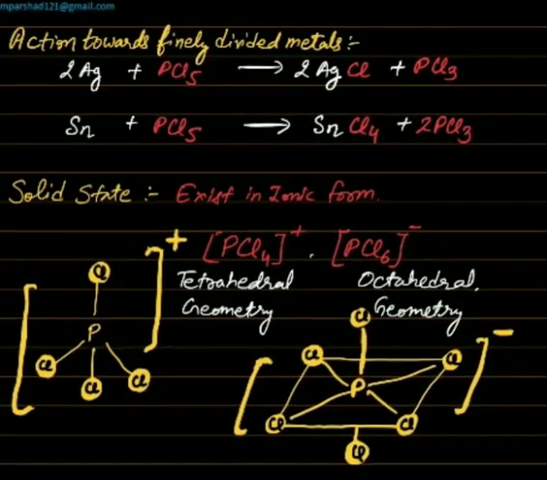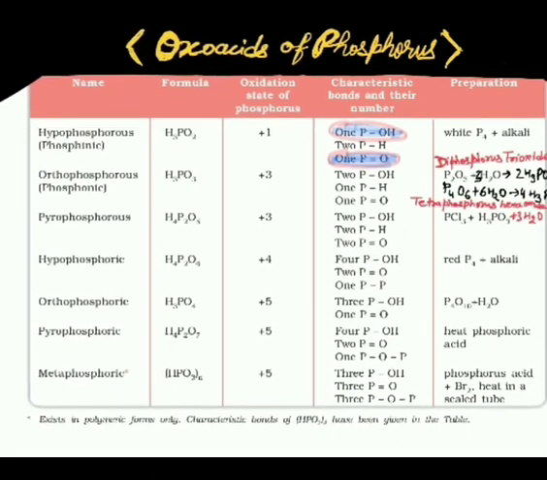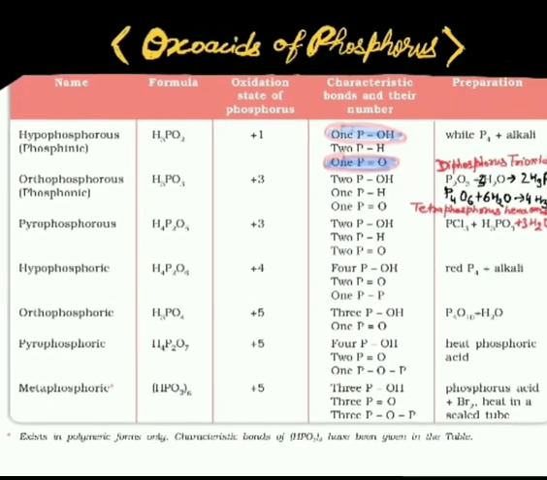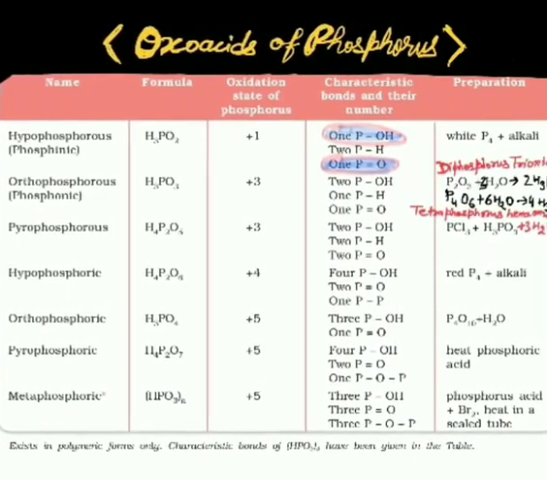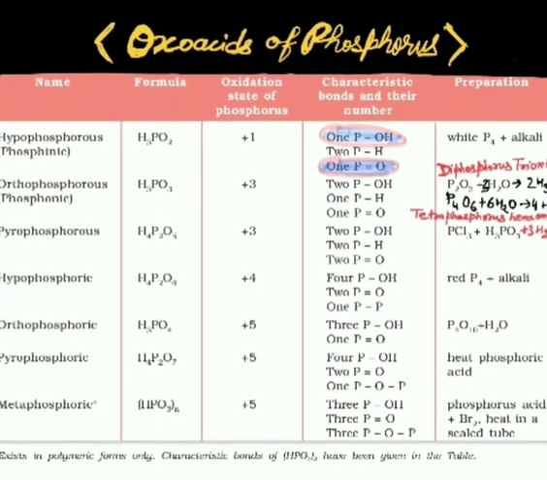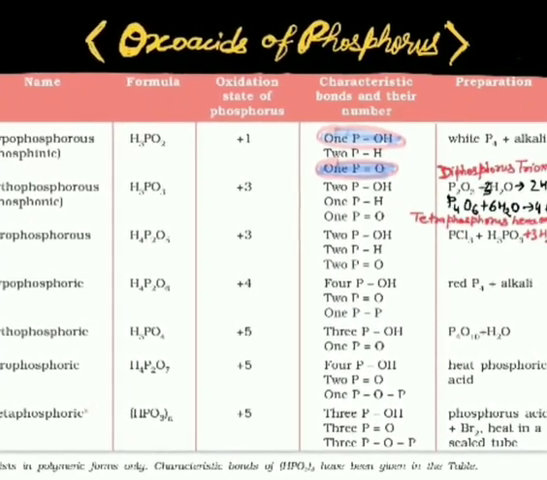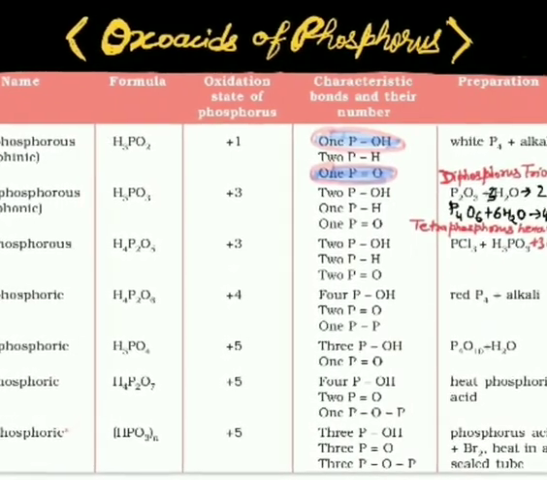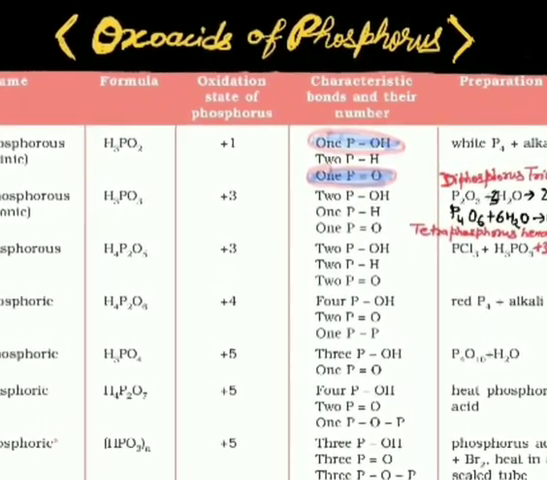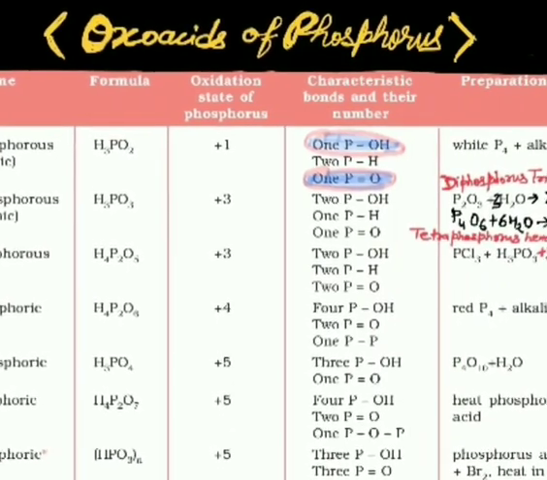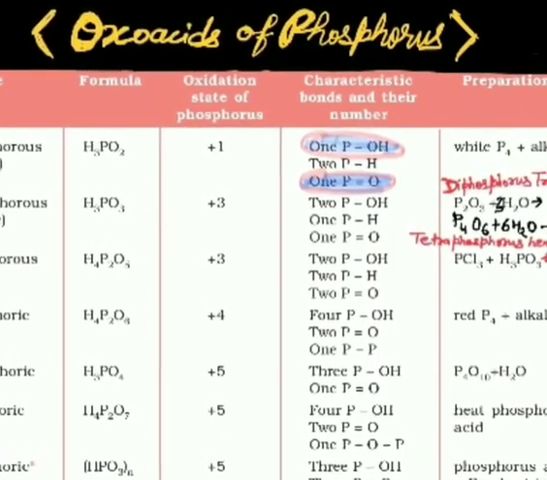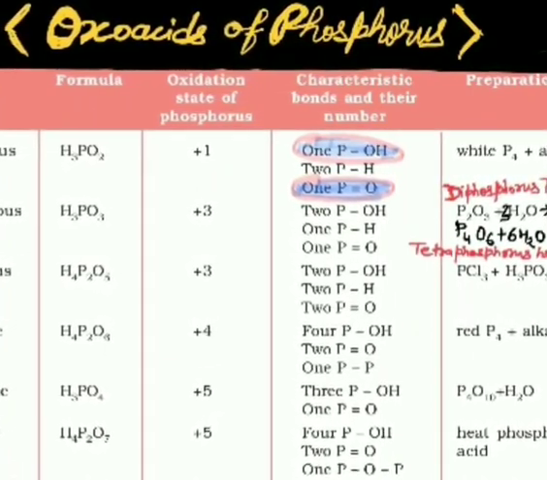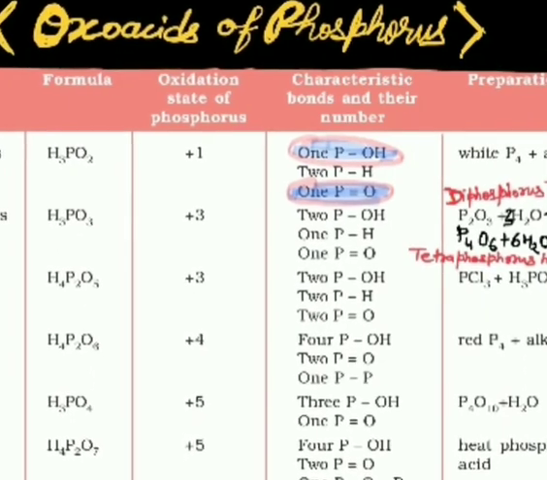As we can see here from the table, detailed information of 7 oxoacids has been given. The first of which is hypophosphorus acid with the chemical formula H3PO2. Here the oxidation state of phosphorus is +1, and for the method of preparation, it is mentioned that we can prepare this hypophosphorus acid by reacting an alkali metal with white phosphorus.